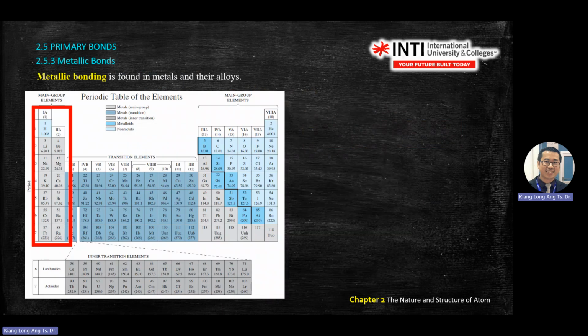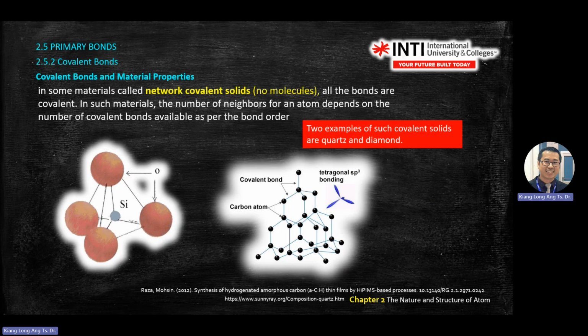The next one, we have done with covalent bonding. Under primary bonding, you have 2 types: ionic and covalent.